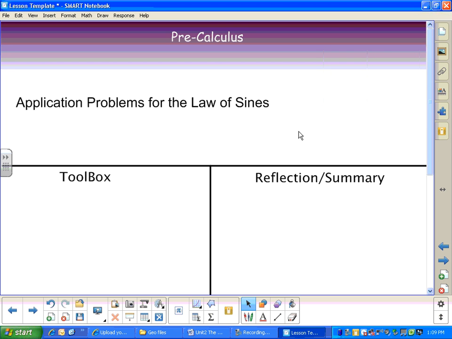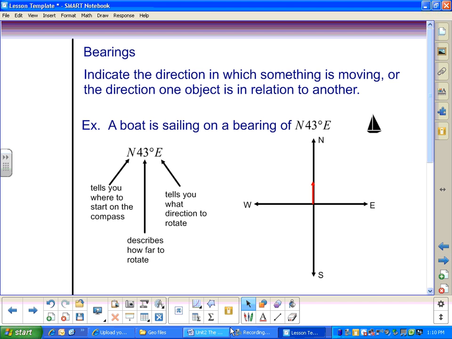Okay, so what I want you guys to do in this lesson, this is a continuation still of 1.6, but we're going to look at applying the law of sines to some different types of problems. What I want you to focus on here is not so much the law of sines piece, but how we can set up and draw our diagrams, because the diagram piece is the most important piece to solving any of these application problems.